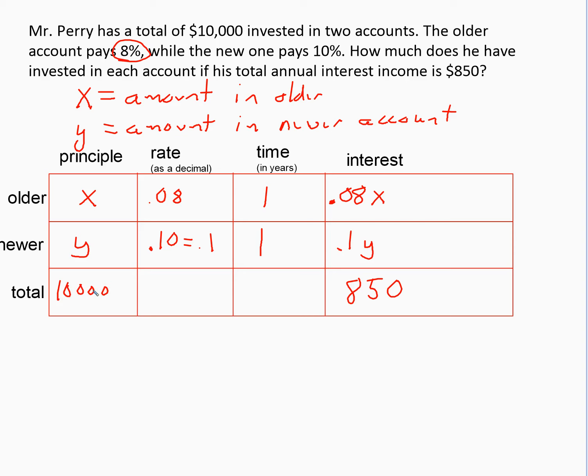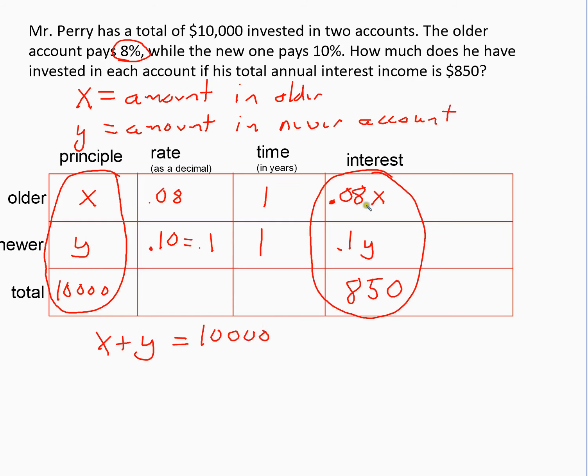And so we can use this column right here to write an equation. x plus y is equal to 10,000. And then we can use this column right here to write an equation. The interest from our older account plus the interest from the newer account equals 850. So 0.08x plus 0.1y is equal to 850.